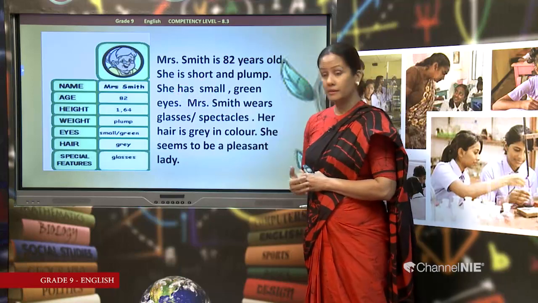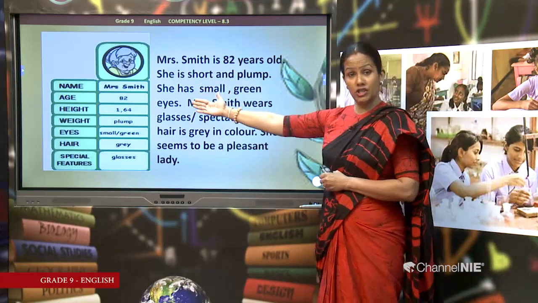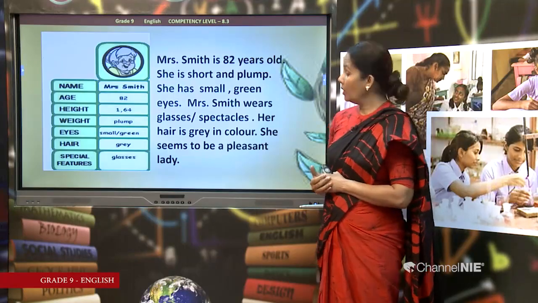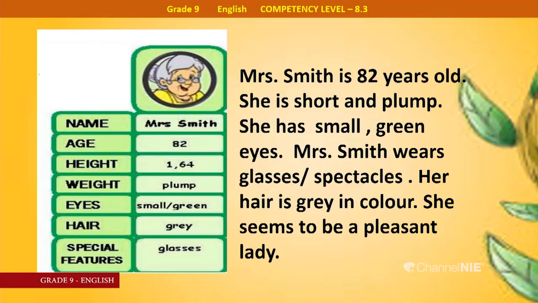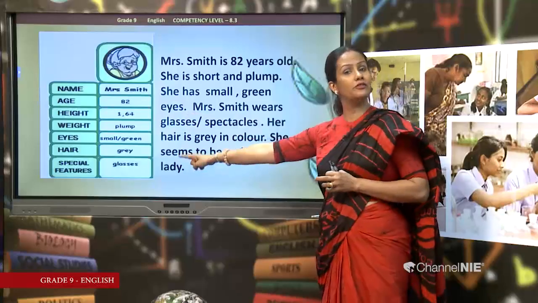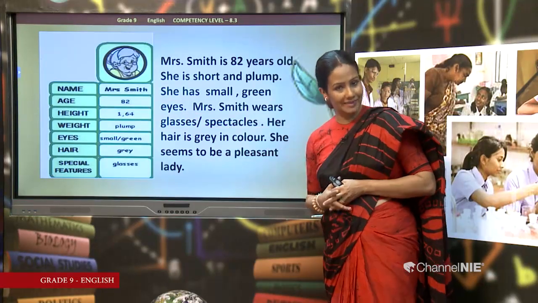Her name, Mrs. Smith, age 82, height 1.64, weight, she can be plump, weight plump. And eyes, it can be small and green. And her hair is grey, and she has a special feature. What is it? Glasses. So only the words are given. Now we are going to write some sentences based on this information. Shall we have a look?